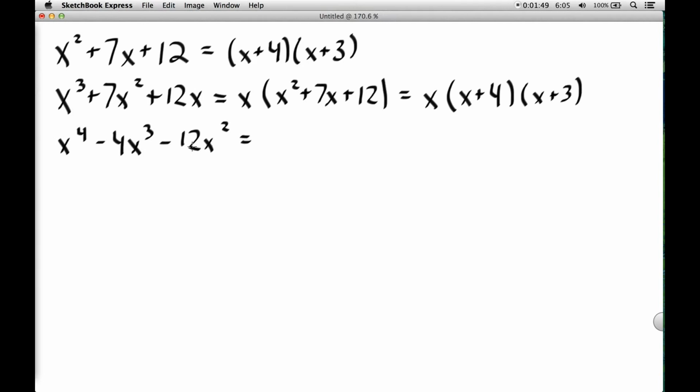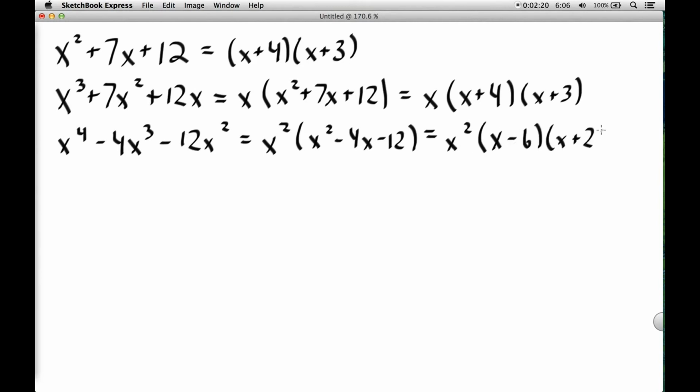Okay, now here we notice that we have an x squared or higher in all of them. So we want to factor out the highest term we can. So we're going to factor out an x squared from all of them. And now just factor what's in here. This is going to be a pair that multiplies to negative 12, so we know that we need one negative, one positive, and adding to negative 4. So we can use x minus 6 and x plus 2.